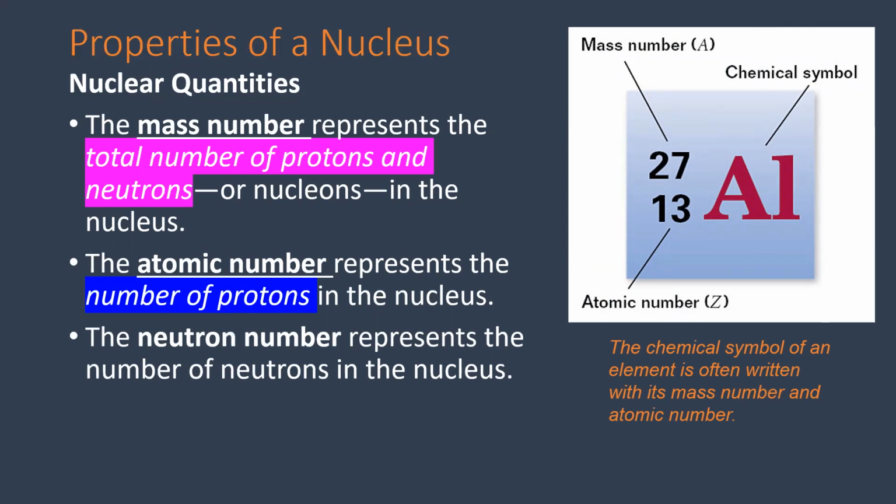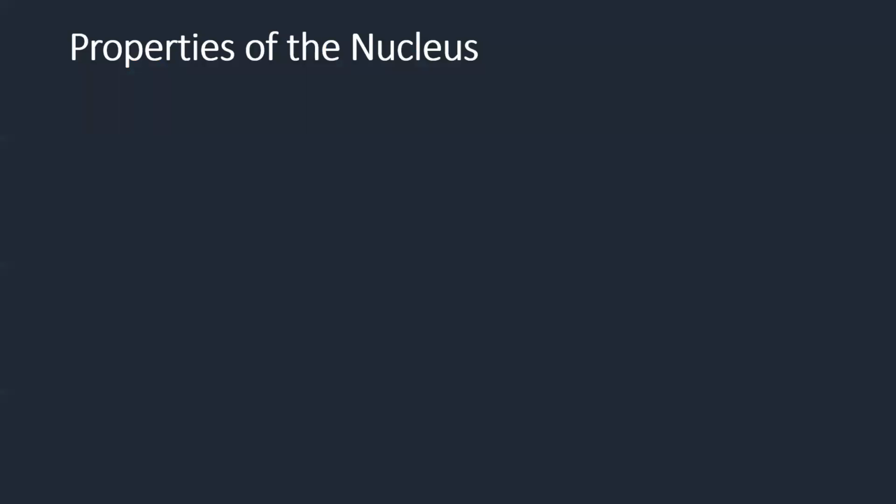But look how we annotate our chemical symbol. Here's aluminum, for example. We write the element, and to the upper left is the mass number, and to the lower left is the atomic number. This is a way that we can commonly identify the element and write its numbers.